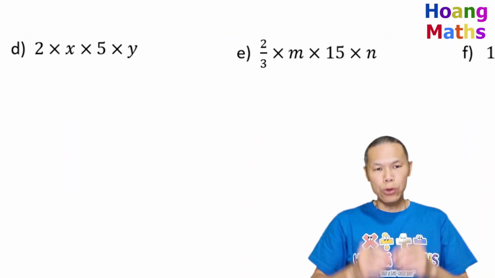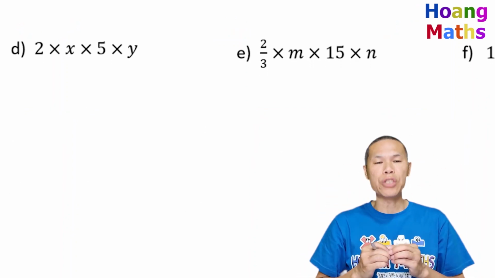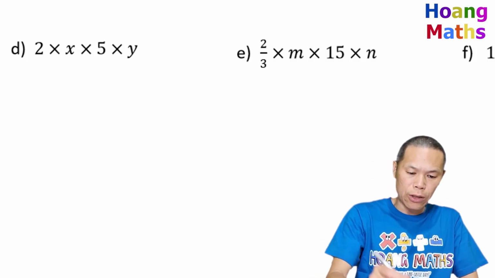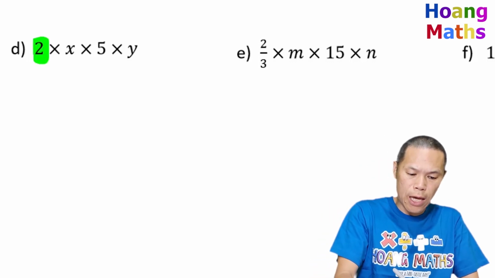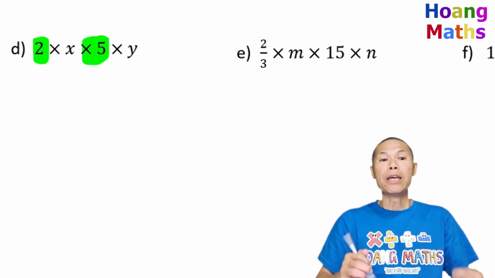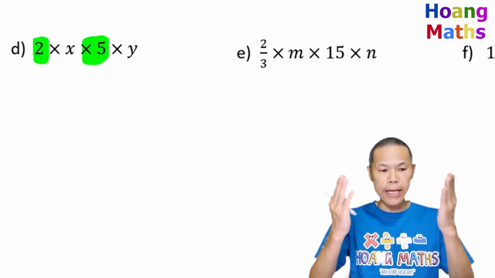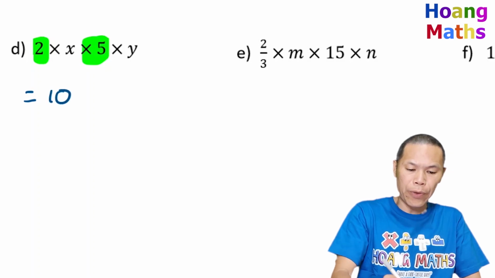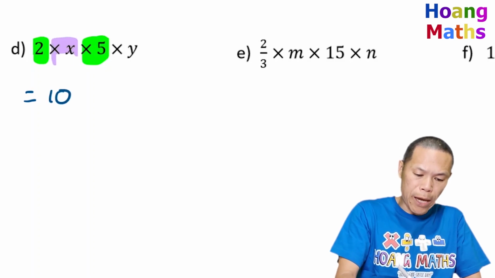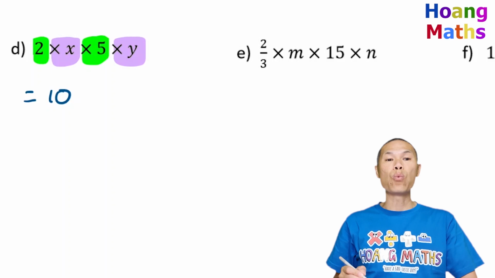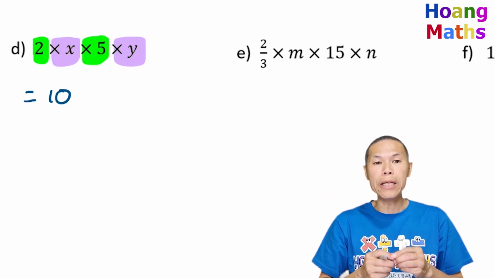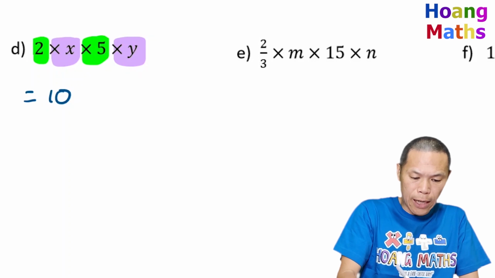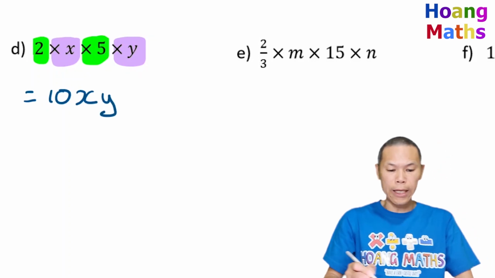Part D. Don't forget, with numbers, we multiply together, and letters, we multiply together with letters. For example, we have 2 here and we times 5, and 2 times 5 is 10. So we just write equals 10. And with letters, we have x here and we times y. So x times y is equal to xy. So we just write xy.